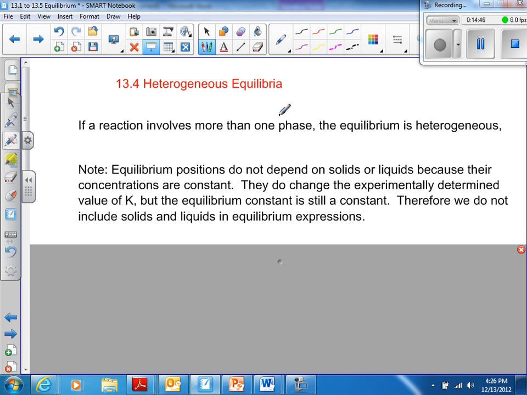Okay, so where this comes in is if we have a heterogeneous reaction, we ignore solids and liquids. We do not ignore aqueous substances. We have to include things that are aqueous. Those are not liquids. Those are things dissolved in water. So we don't include solids or liquids in the equilibrium expression at all. So really important. Keep solids and liquids out of the K expression.